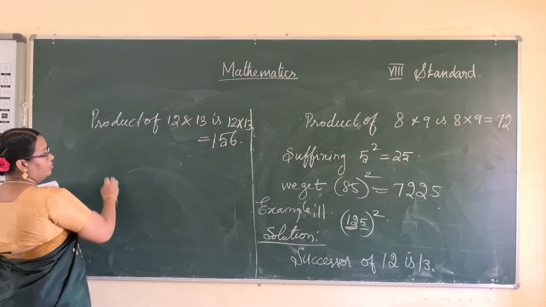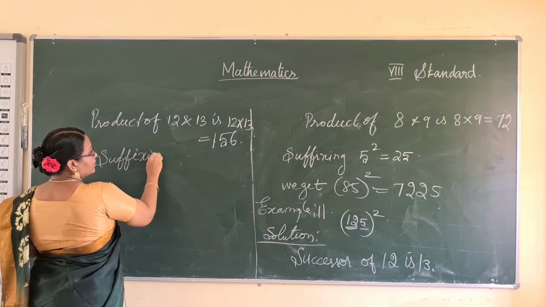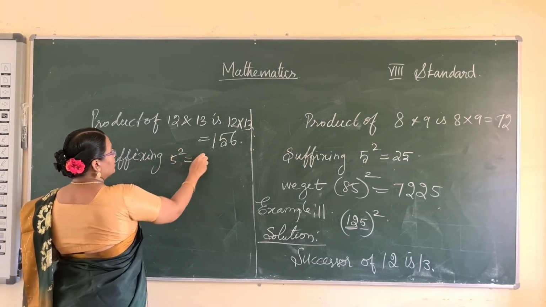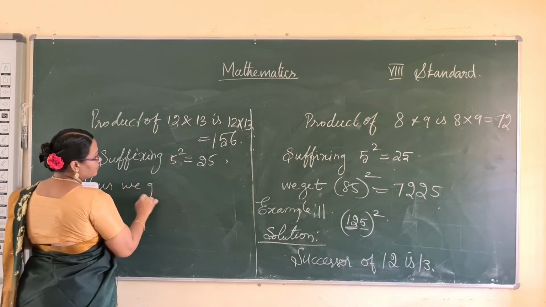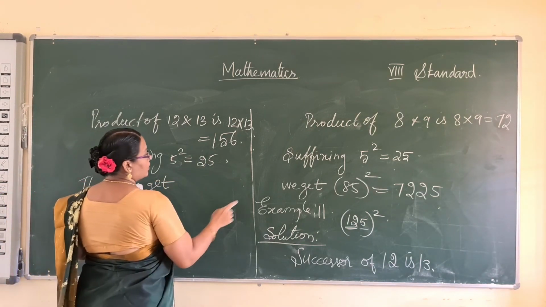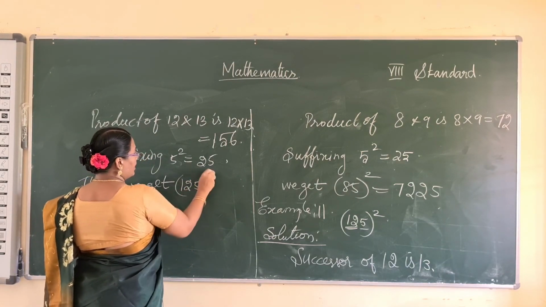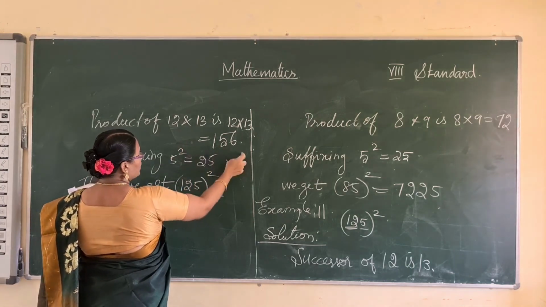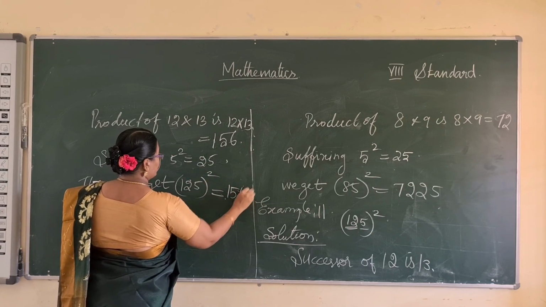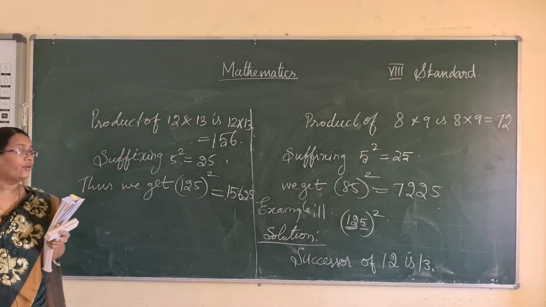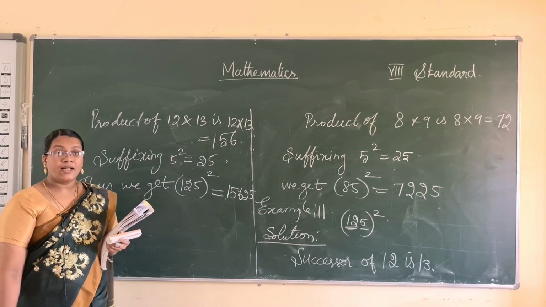156. Now the suffix value. What is the suffix value? Suffixing, 5 square is equal to 25. Thus we get, what is the value? 125 the whole squared is equal to, first write the prefix value, which is 156, and now add the suffix value. That's all. The square value of 125 is 15,625.